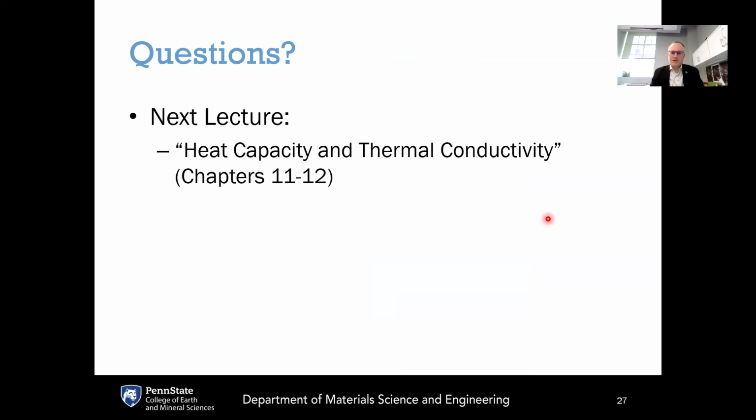Next time, we are going to consider thermal properties of glass, specifically the heat capacity and thermal conductivity of glass.